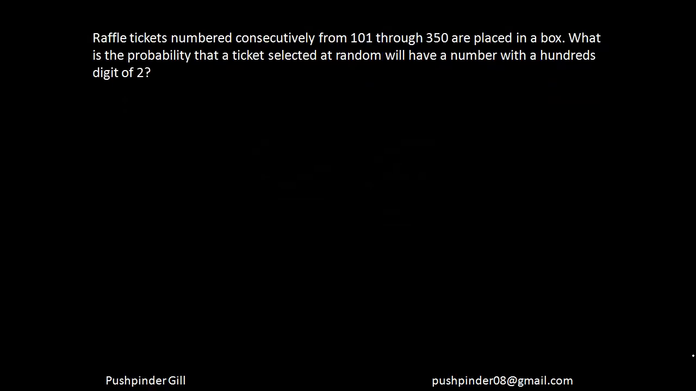So let's move forward. Okay, the raffle tickets are numbered consecutively from 101 through 350 in a box. What is the probability that the ticket selected at random will have a number with hundreds digit of 2? So what is the formula for probability, guys? Probability of an event happening is defined by cases in favor by total cases. So what are the total cases here? How many numbers do I have to choose from? I have to choose from any number from 101 till 350, which is pretty much 250 numbers, right? So it's 250 numbers.